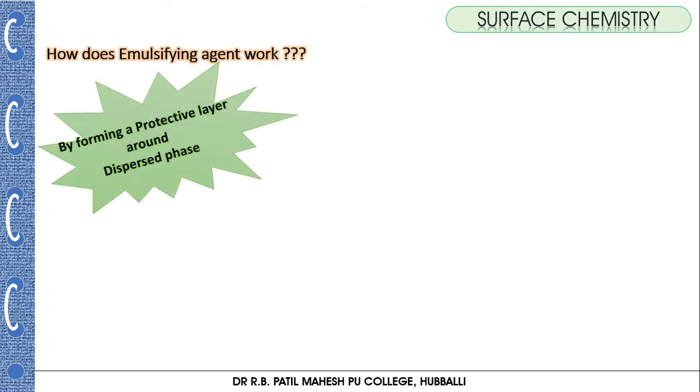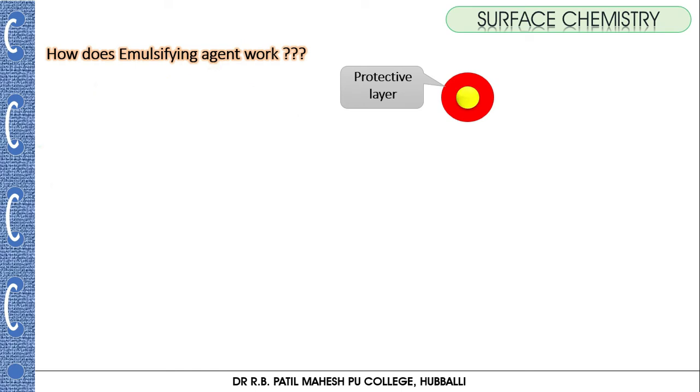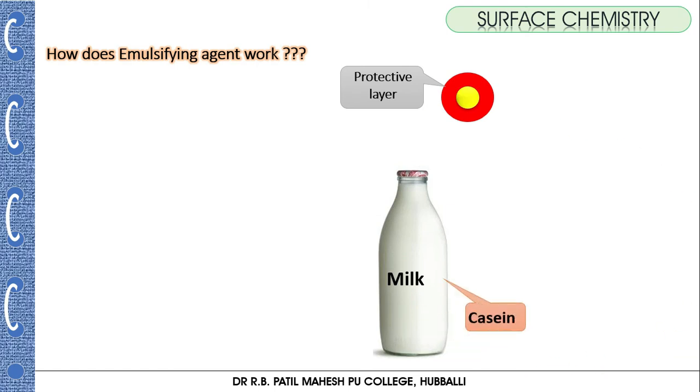Now students, let us see how emulsifying agent works. Emulsifying agent forms protective layer around the dispersed phase and thereby it gives stability to the emulsion. For example, in the case of milk, there is an emulsifying agent called casein that gives stability to the milk.